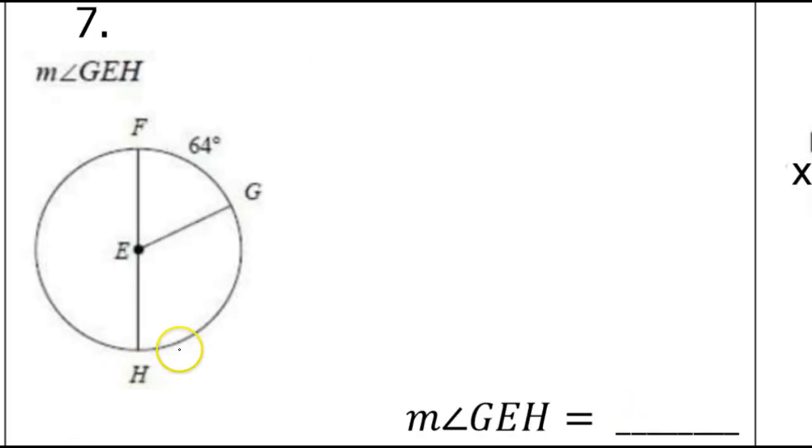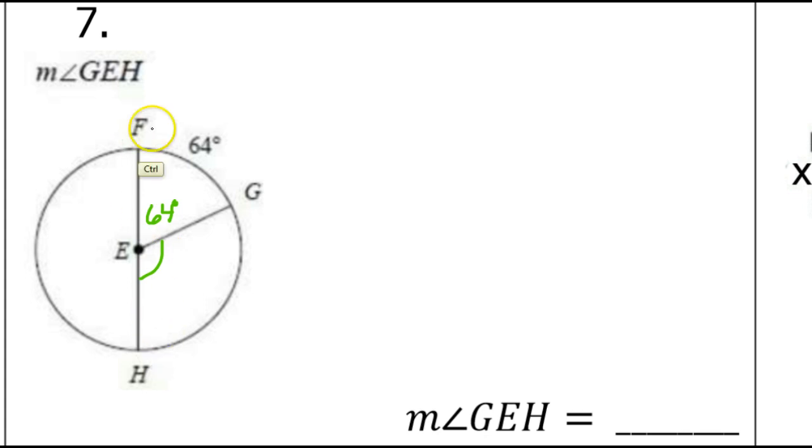For number 7, we are supposed to find the measure of angle GEH, and that's going to be this angle right here. Well, we already know that this part of the circle is 64. This arc is 64, which means that this central angle is also 64.